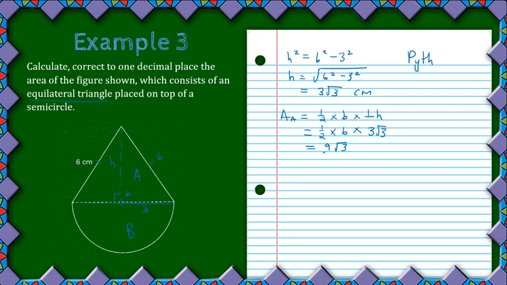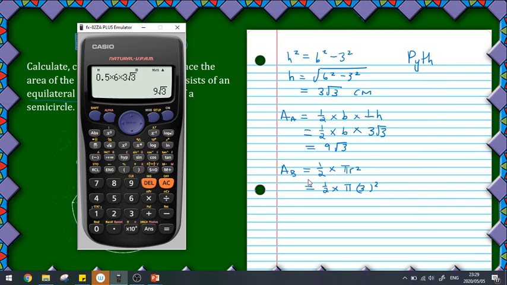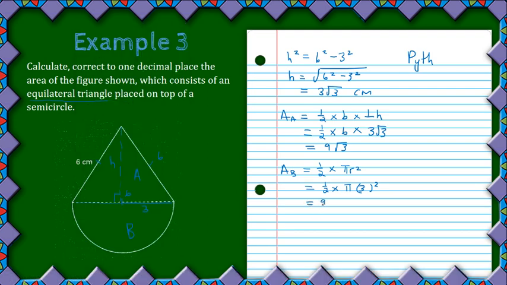Alright, and then we go on to the semicircle. So the area of the figure B, because it's half a circle, we have to say half times the formula for a circle, half times pi r squared. So our radius we know is 3, so half times pi 3 squared, and then type that into the calculator. So 0.5 times pi times 3 squared gives us 9 over 2 pi.